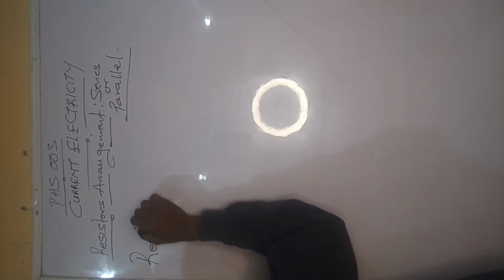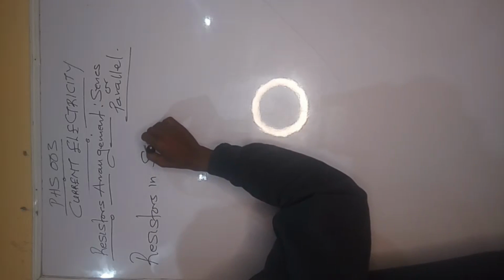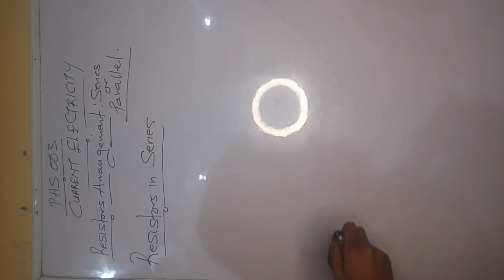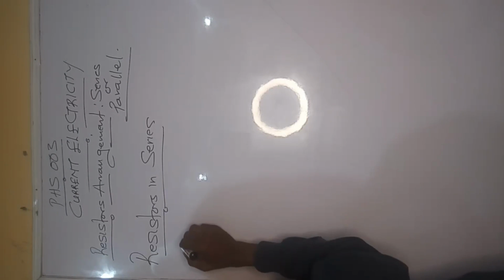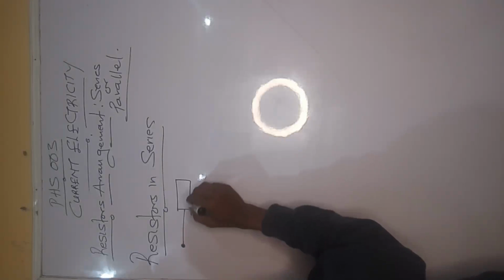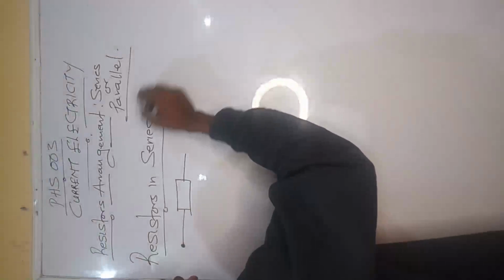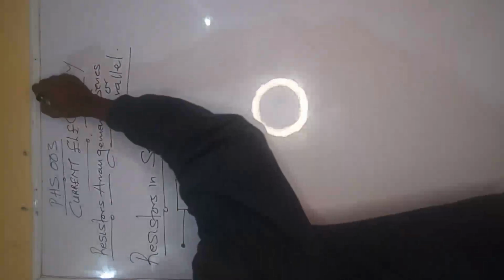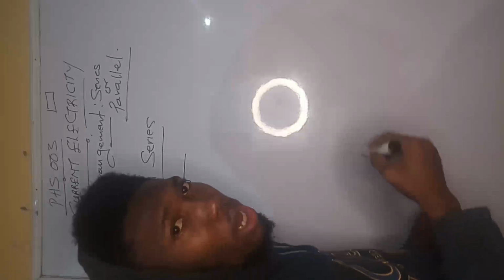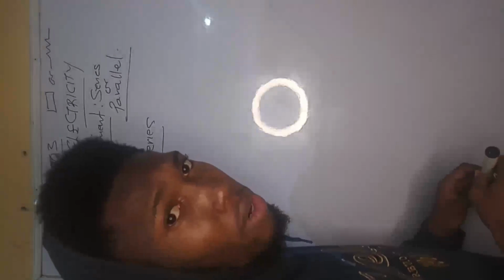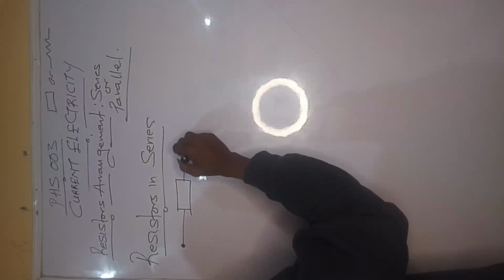So let's just move straight and talk about resistors in series. Now look at this. I'm using this to represent my resistors. You can use this symbol to represent your resistor, or you use this. Any of them works. Both of them are for resistance. So I'm using this now.